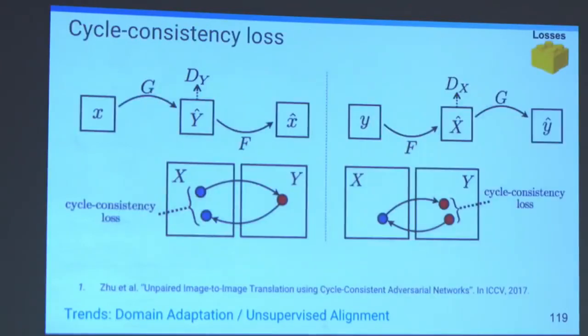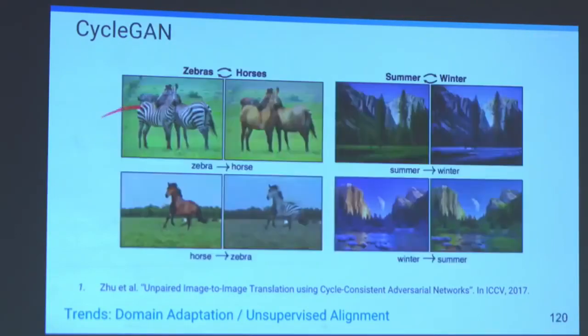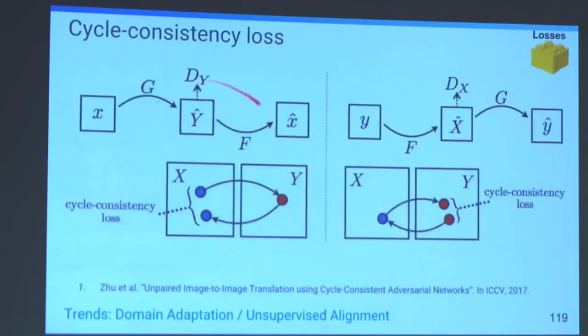So now we'll talk about cycle consistency. The idea here is we have two domains, x and y. We want to learn a function g going from x to y and f going from y back to x. The property that you want to maintain is that if you translate from x to y and then y back to x, you should recover the same thing.